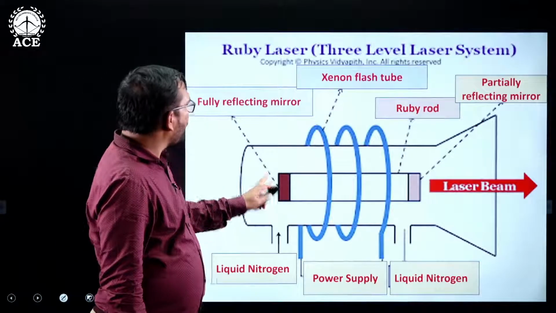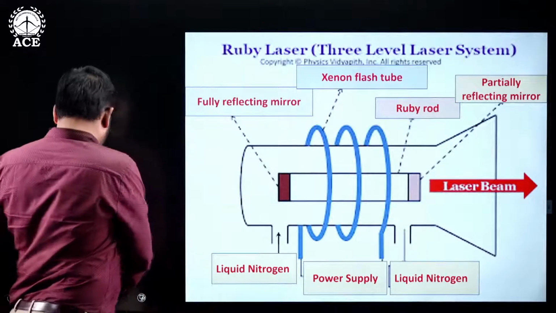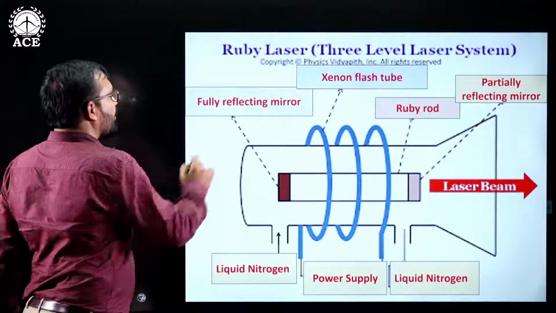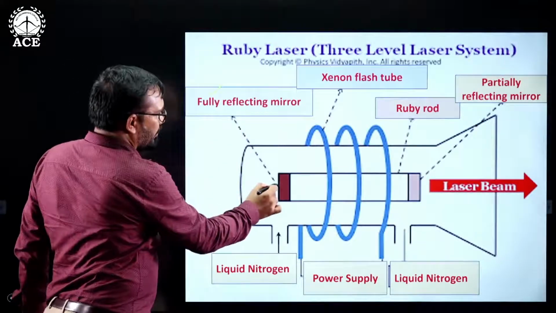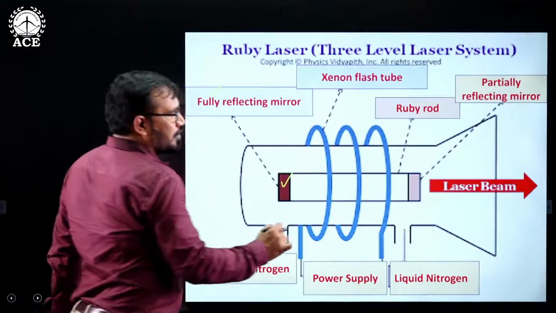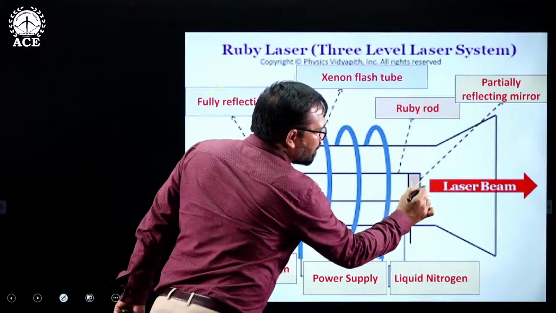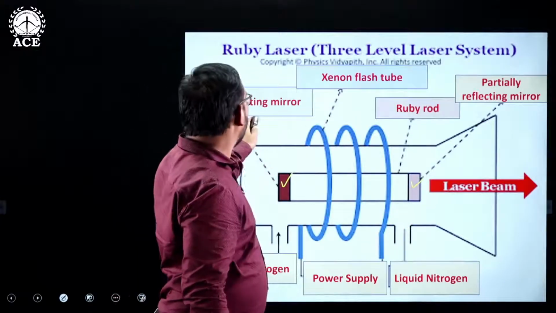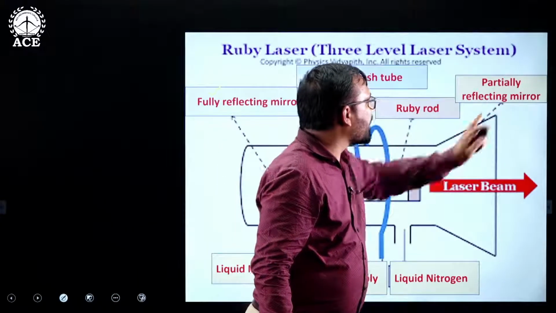This ruby rod, one end, what are you having? Fully reflecting mirror. This is a fully reflecting mirror, a fully reflector, which means 100% silver coated. The other one is a partial reflector, which is a partially reflecting mirror.